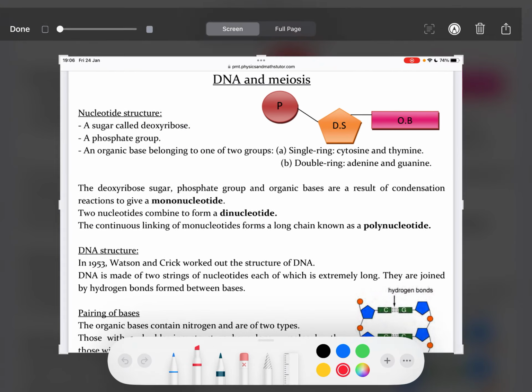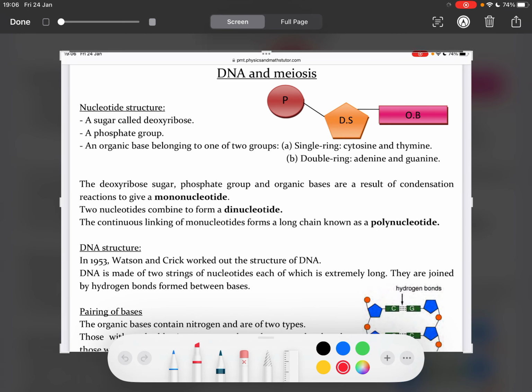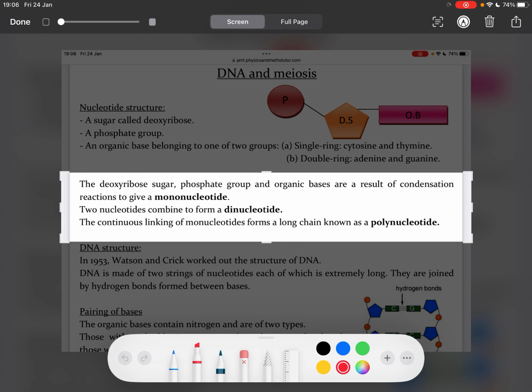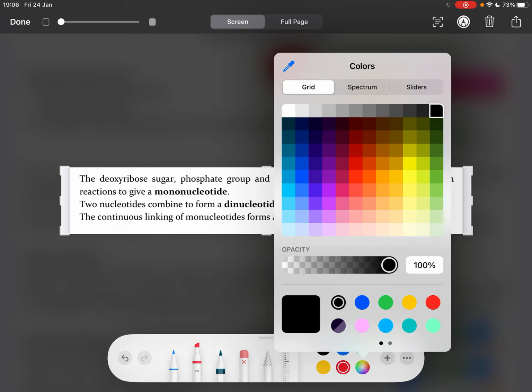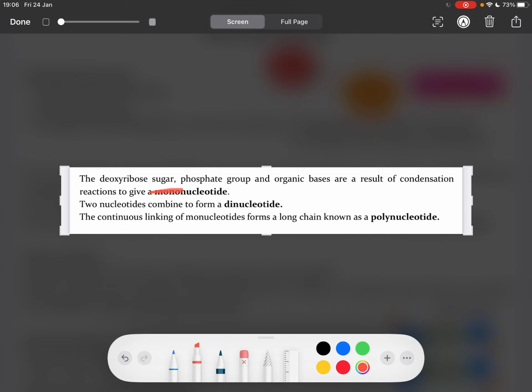Let's just go back to the part on biological molecules. Do you know what mono means? Mono means one. The prefix di means two, and the word poly means more than two, or more than three, right?